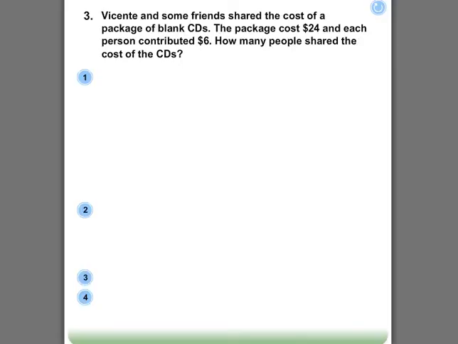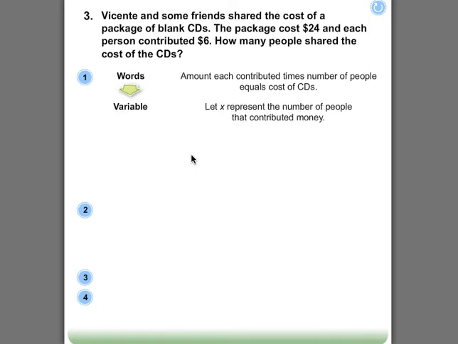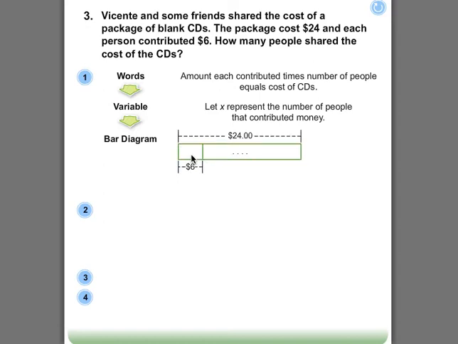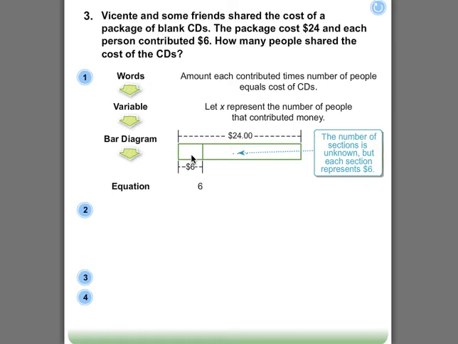Okay, Vicente and some friends shared the cost of a package of blank CDs. The package cost $24 and each person contributed $6. How many people shared the cost of the CDs? Okay, first things first. Words. The amount each contributed times number of people equals the cost of the CDs. Let x represent the number of people that contributed money.